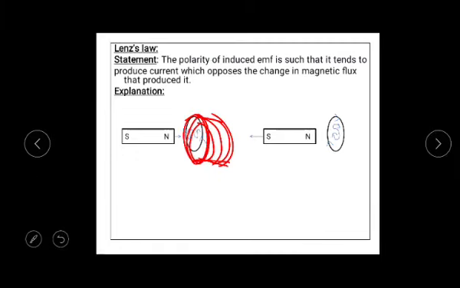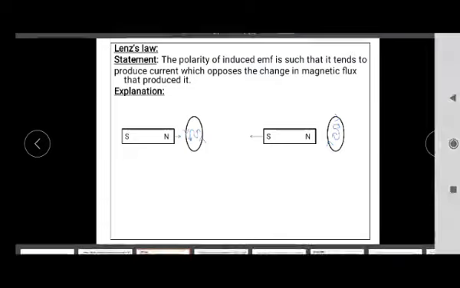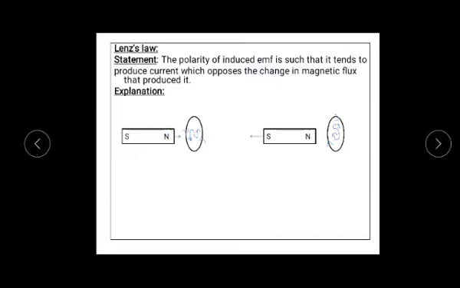Now, when this north pole of the bar magnet is inserted inside the coil, as we know, current is induced. So current starts flowing. Now check the direction. If you check the direction, current is flowing in anti-clockwise direction.